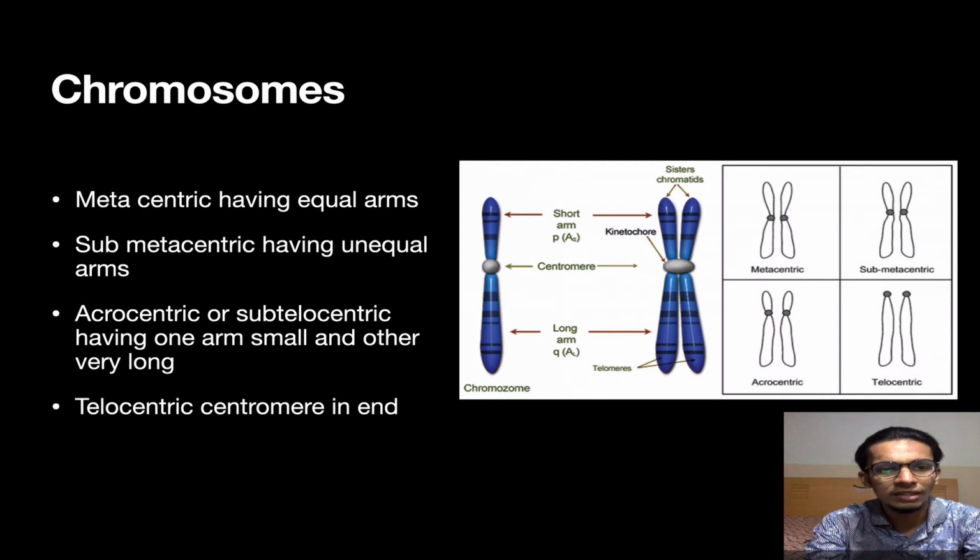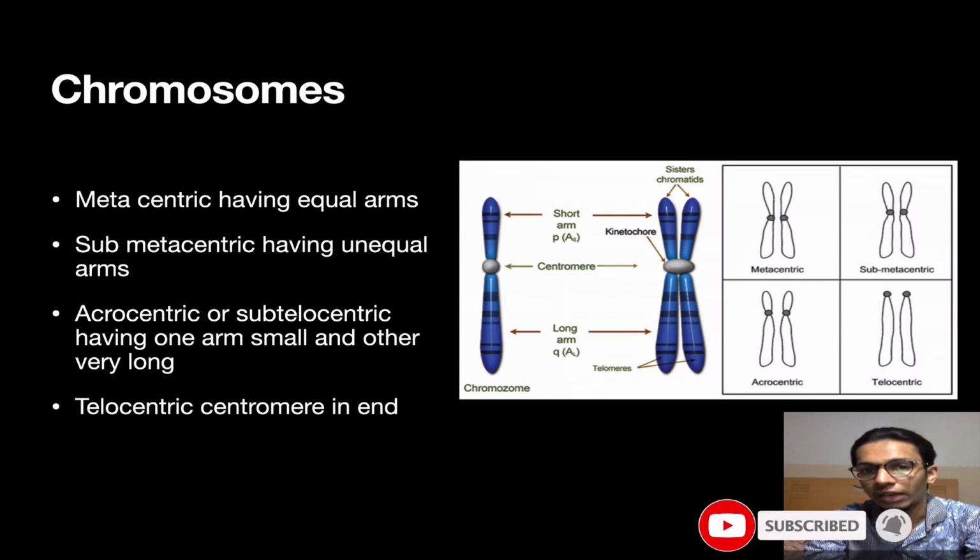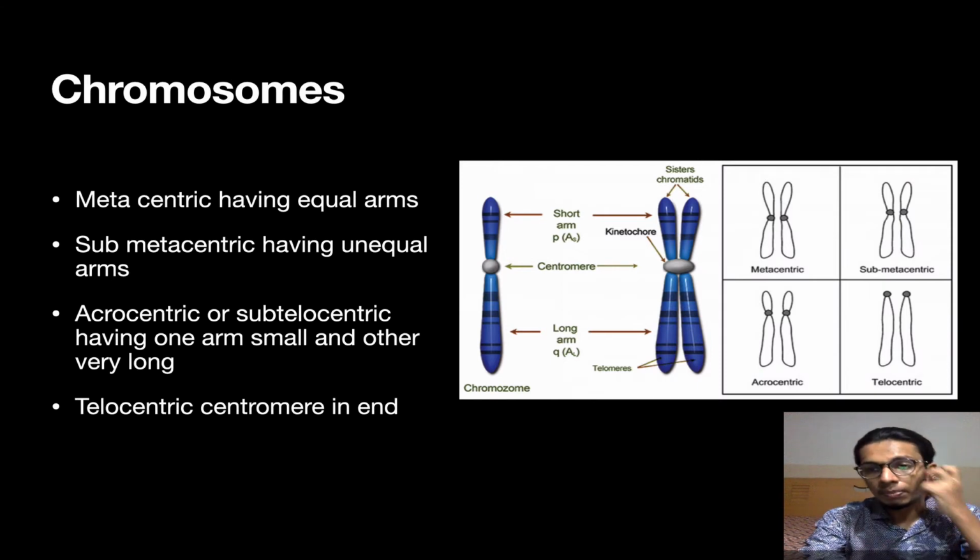So after that we have acrocentric, having one arm small and the other very long. For acrocentric, you can have a look in the picture in the right corner. And then the fourth block is telocentric, with centromeres at the end, wherever they are, but they have to be at the end. While in acrocentric, it is very important that one arm is very small and the other is very long. That's the difference between acrocentric and submetacentric.